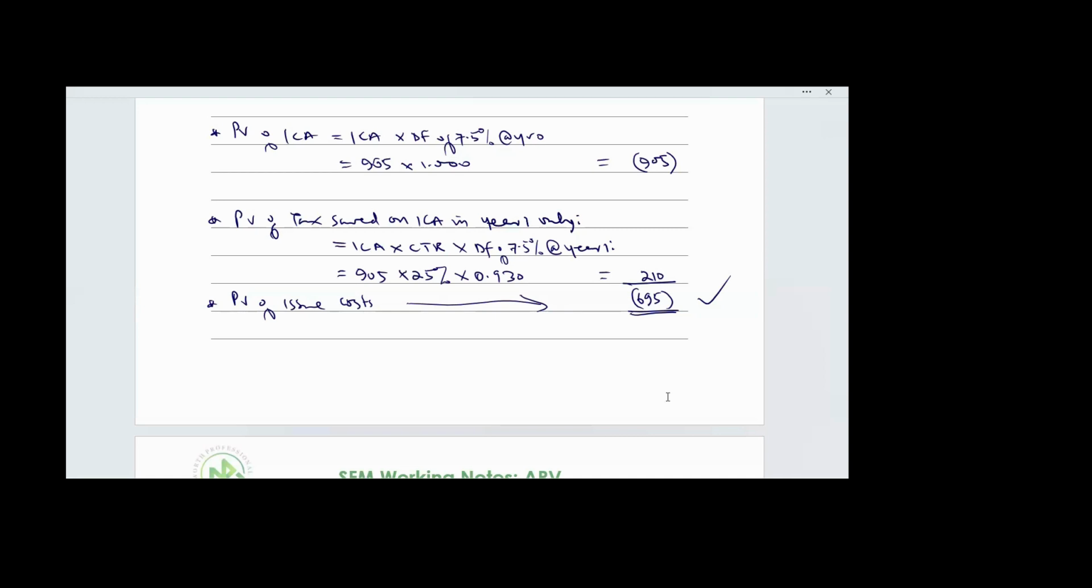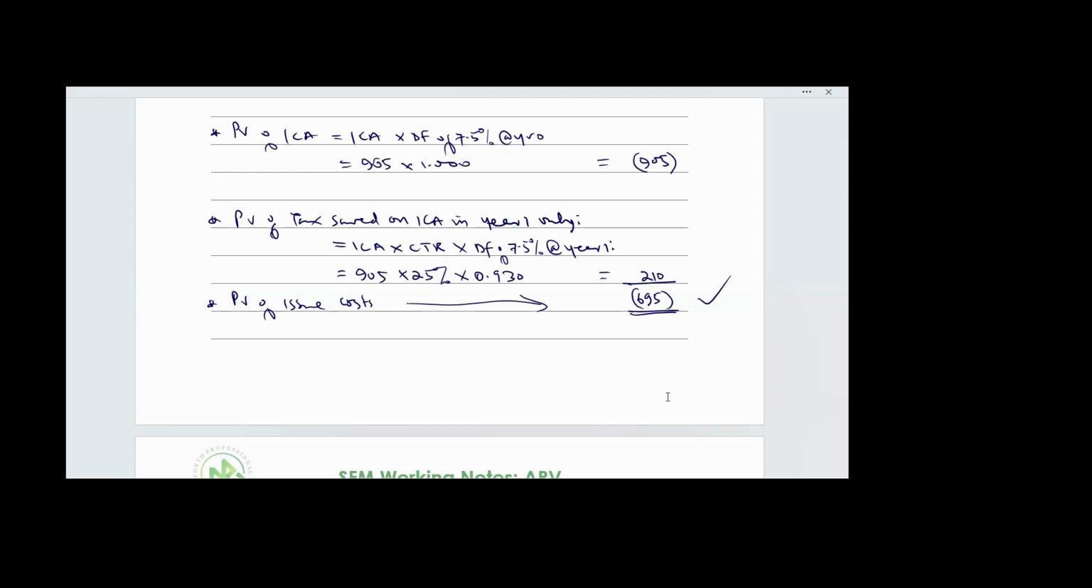In our last class, I explained that when you want to determine the PV of issue costs, there are two elements that make up the PV of issue costs. One is the PV of issue cost amounts in year 0. Two is the PV of tax saved on issue cost amounts in year 1 only. This is because, according to IAS 23, which is your borrowing cost, the interest on the loan borrowed is capitalized.